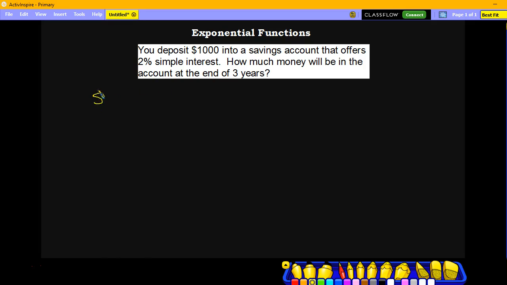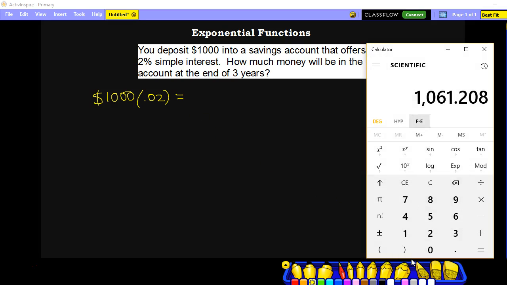So let's assume that we put $1,000 into the account, and if we want to calculate 2% interest, we do times 0.02. In other words, we can't just multiply by 2%. We have to convert the percent to a decimal. Now let's go see what happens when we do this. Let's go ahead and cancel this out. We get 1,000 times 0.02.